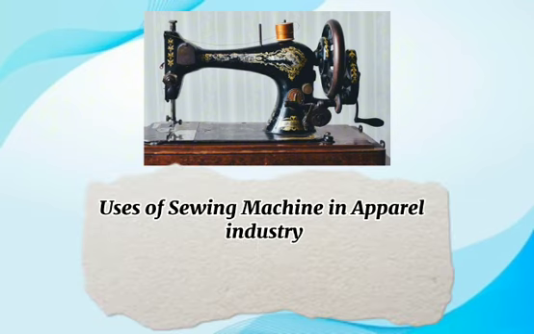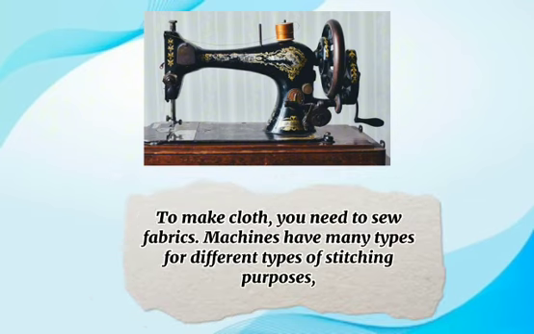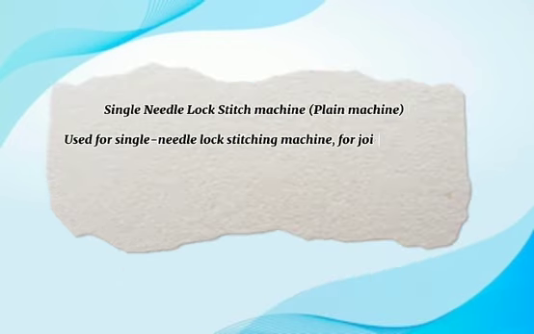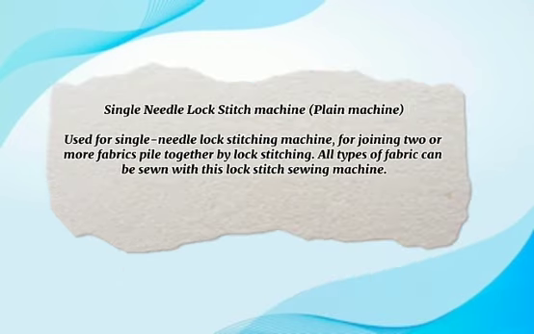Uses of sewing machine in apparel industry. To make cloth, you need to sew fabrics. Machines have many types for different types of stitching purposes. Single needle lock stitch machine, plain machine. Used for joining two or more fabrics piled together by lock stitching. All types of fabric can be sewn with this lock stitch sewing machine.